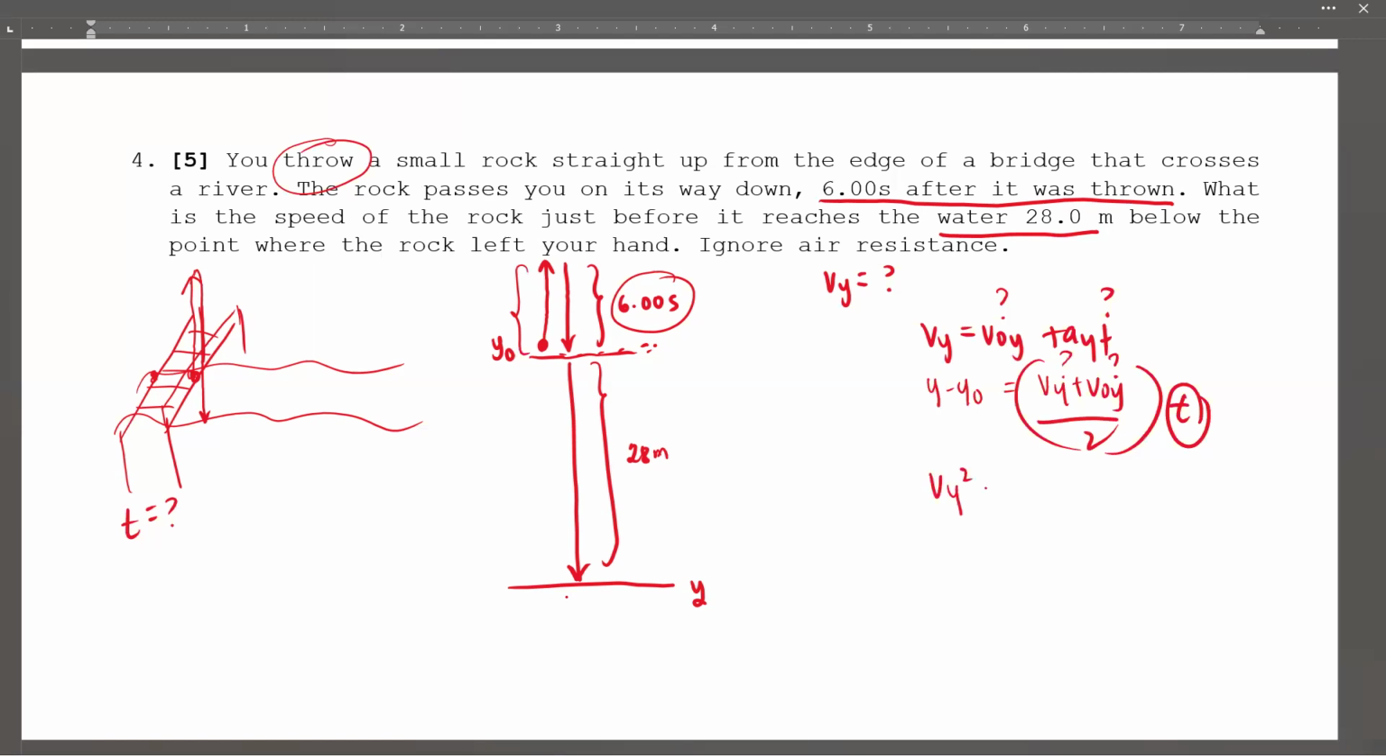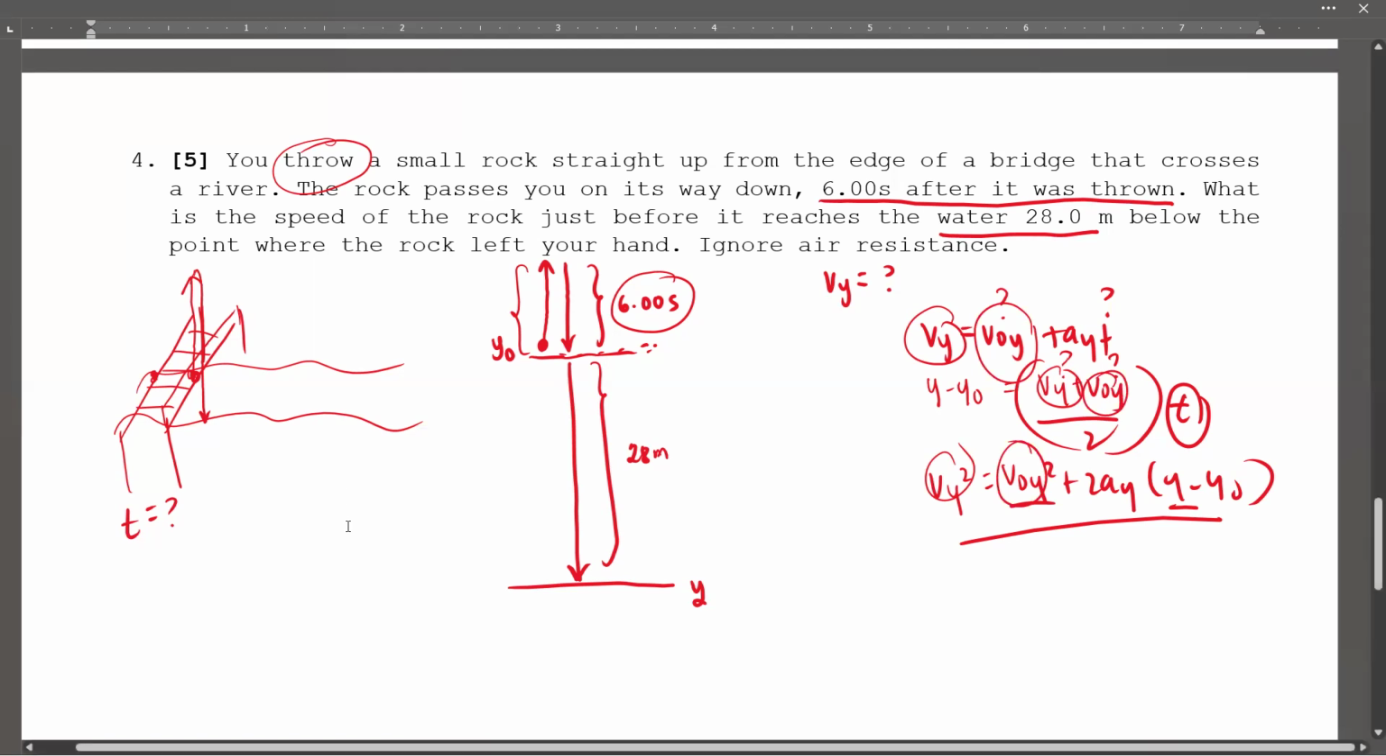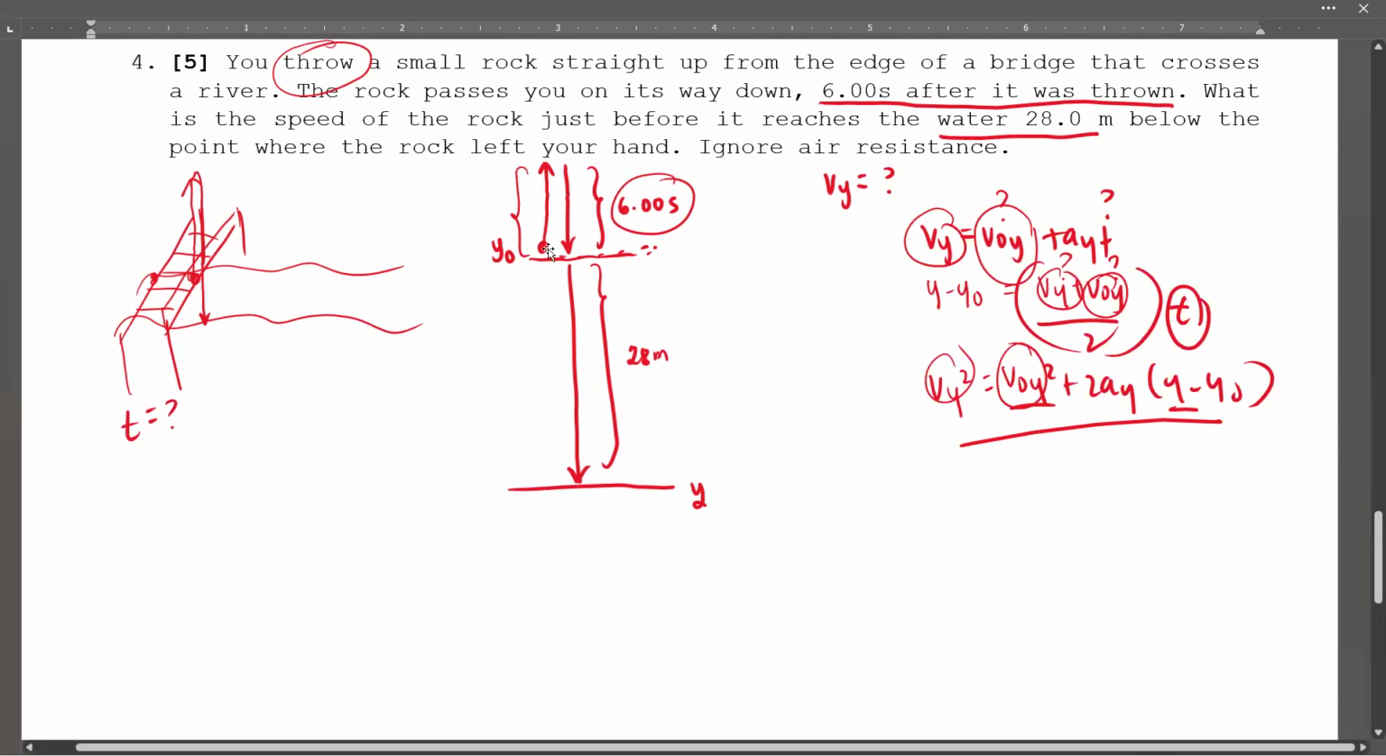Last: Vy squared is equal to Voy squared plus 2ay times Y minus Y naught. Again, it's the same. I don't know Voy, and I don't know how far Y is. What do the three equations have in common? They all have Voy. So we need to find Voy. But how? In this scenario, the complete details given are in this first part.